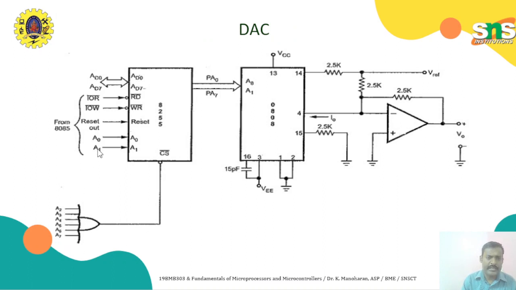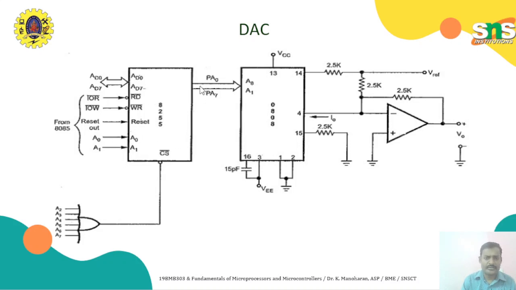Here A0 and A1 are connected. The remaining A2 to A7 will be connected to an OR gate, and that is given as the chip select signal. This is the address bus and data bus. The data bus D0 to D7 will be connected here. The read write control signal will be connected here, and reset, and address bus A0 and A1 will be connected here. These two will be for selecting the different channels.